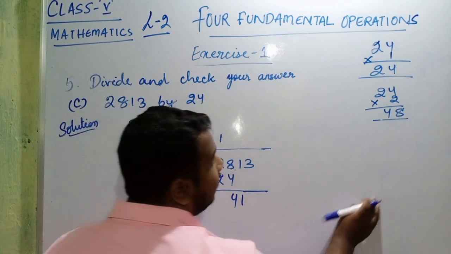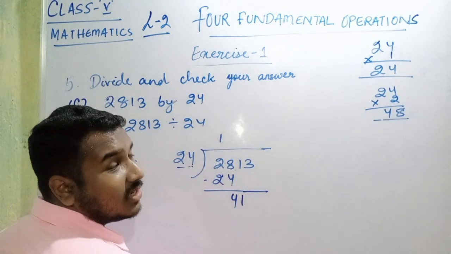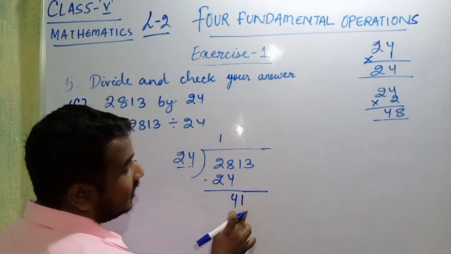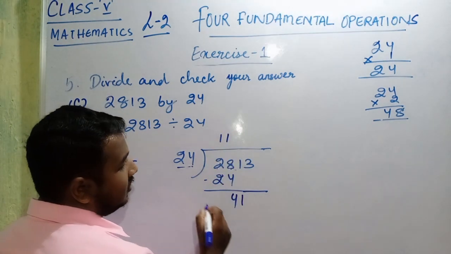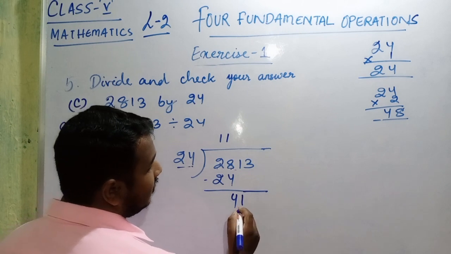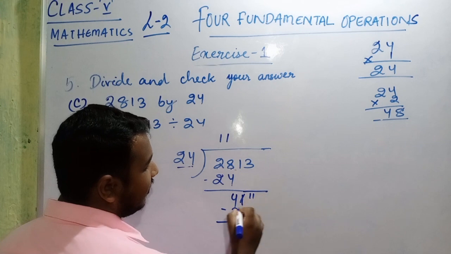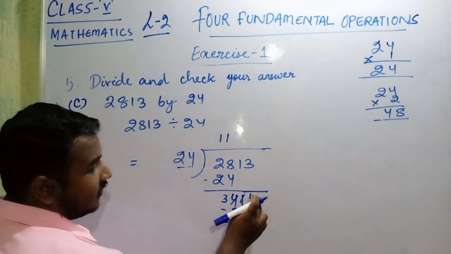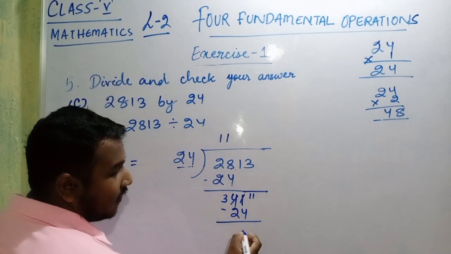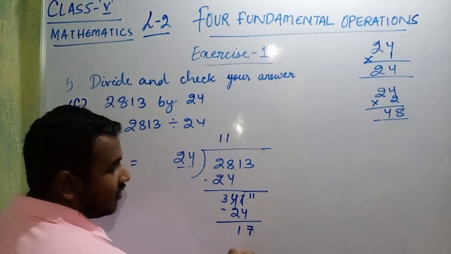Now see here, 24 2s become 48. I have already done it here. Now 48 is not there in the 24 table, so again we'll take 1s. So 24 1s becomes 24. Now simple subtraction, here it will become 11, here it will become 3 because we have to carry. Now 11 minus 4 becomes 7. 3 minus 2 becomes 1.